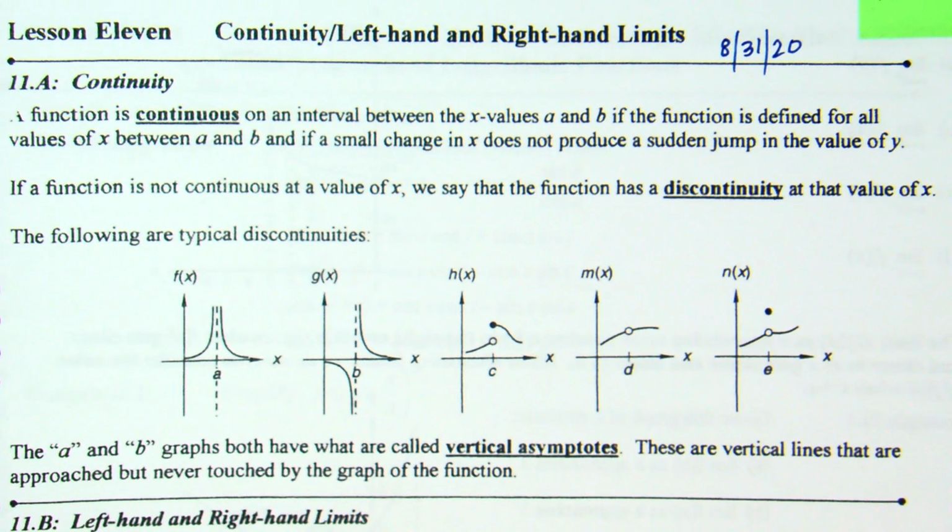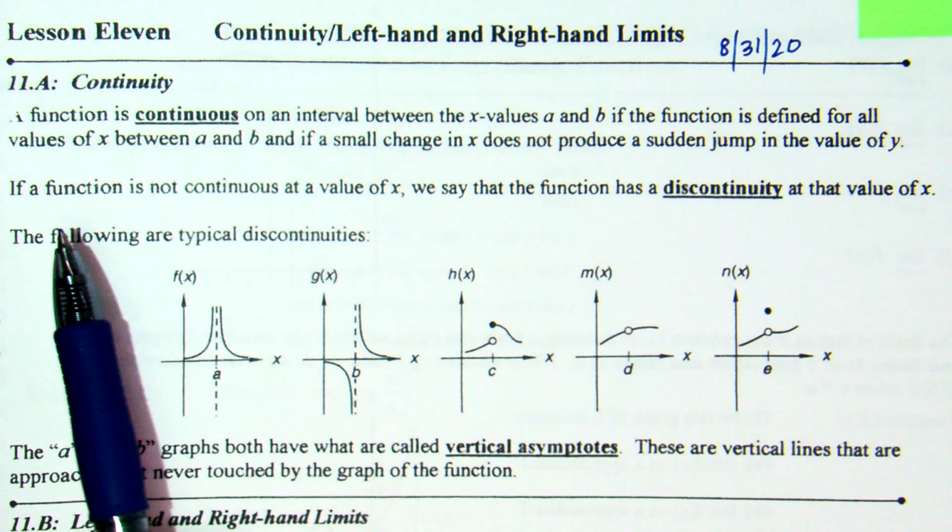So notice here, a function is continuous on an interval between the x values a and b if the function is defined for all values of x between a and b, and if a small change in x does not produce a sudden jump in the value of y. Okay, so that's putting it into words, which I get is a little confusing, but a key thing here is that it's defined for all values. So if our interval is from a to b, that's like saying if our interval is from 0 to 10 or whatever, any x value you put in will produce some output, then it's defined.